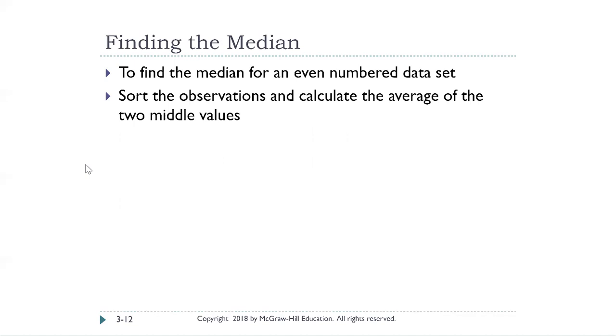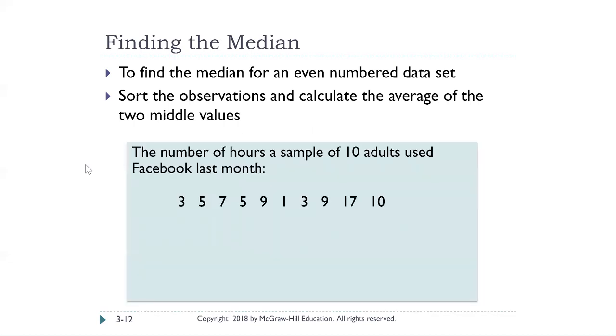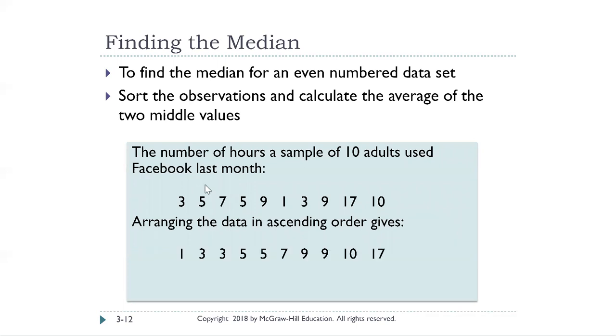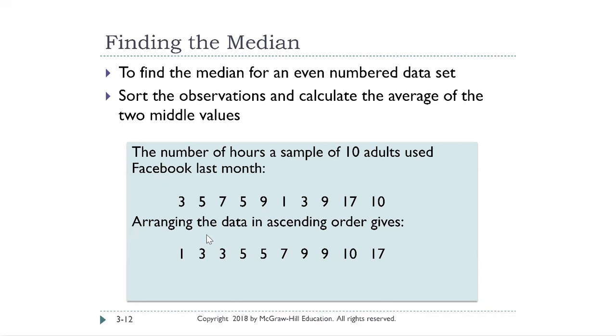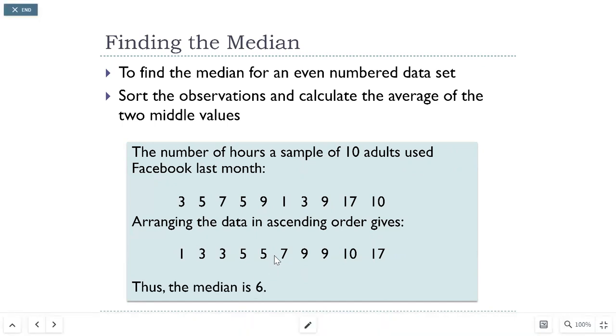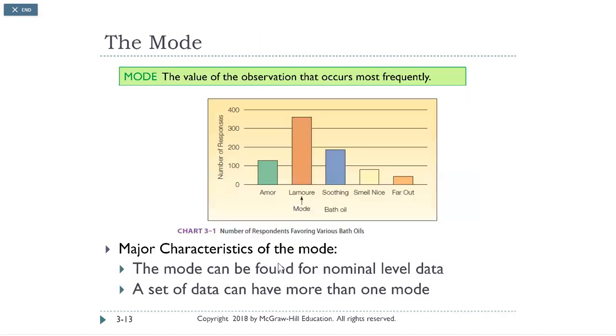To find the median, this is just talking about what happens if there's an even amount of data. So you're going to sort the data, and there's an even number. The way I would do this, if I were you, is I would just cross off this one, cross off the 17, cross off the 3, cross off the 10, and just keep going in until you can find the middle. That's the easiest way to do it. And then the median is 6 because the middle is really between these 2 numbers. So the average between 5 and 7 is 6.